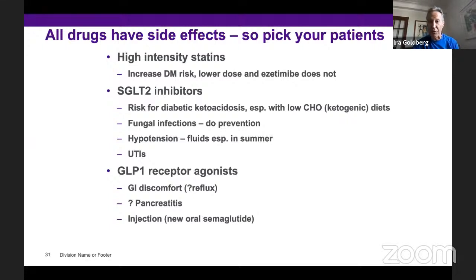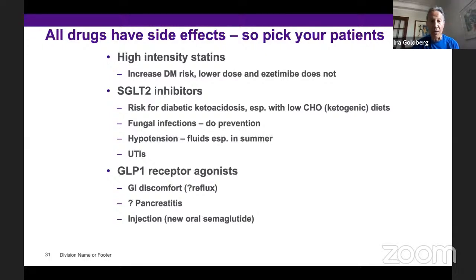I've made an argument that although high-intensity statins do reduce cardiovascular events, and certainly do it better than low-intensity statins because they lower LDL more, you could lower LDL by other means. And perhaps that makes sense because you reduce the risk of giving somebody diabetes and having to take care of their diabetes as well as having to take care of their cardiovascular risk.